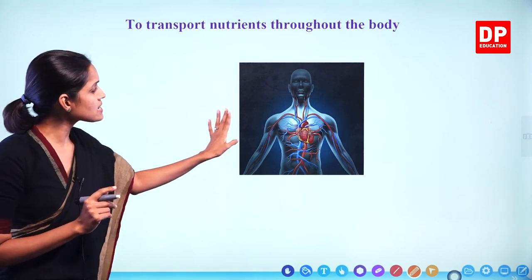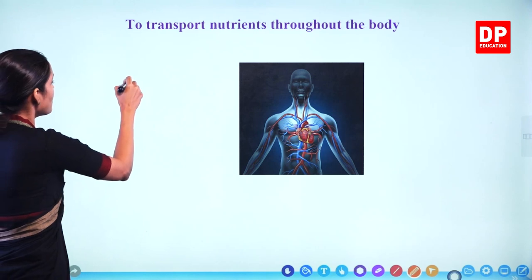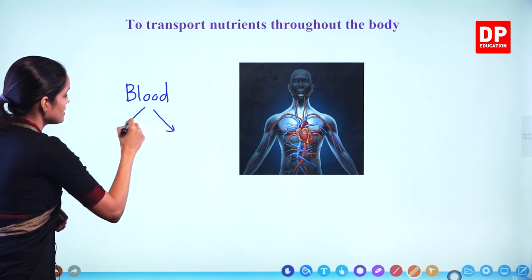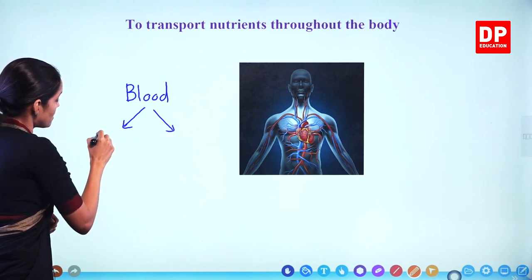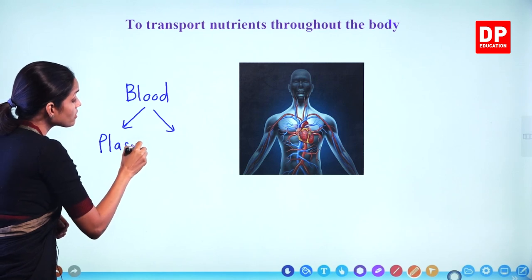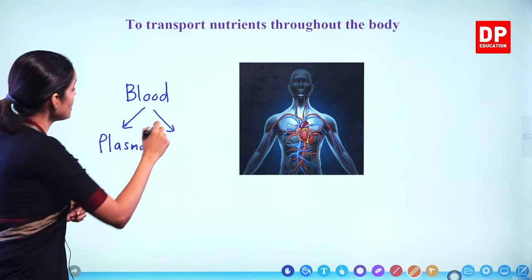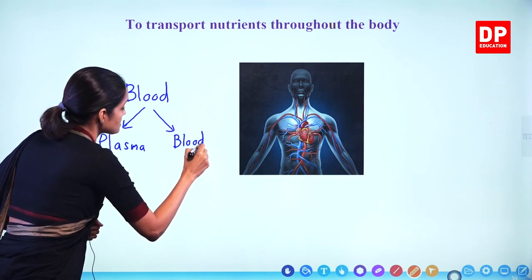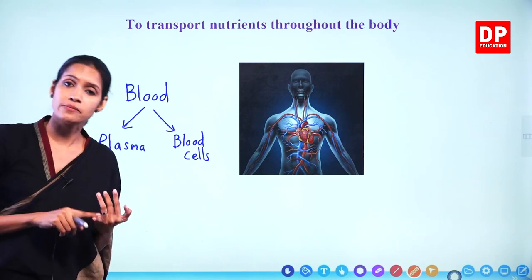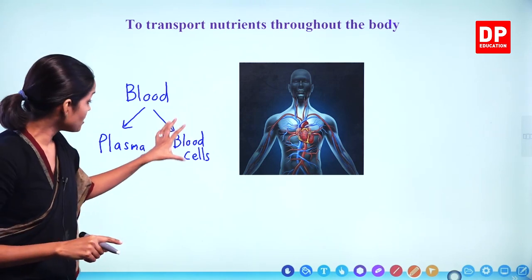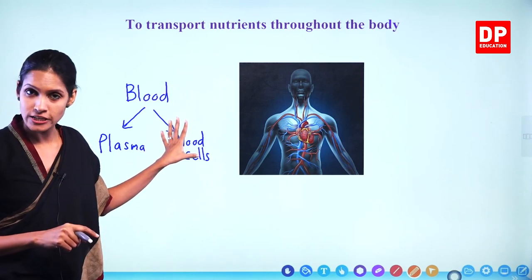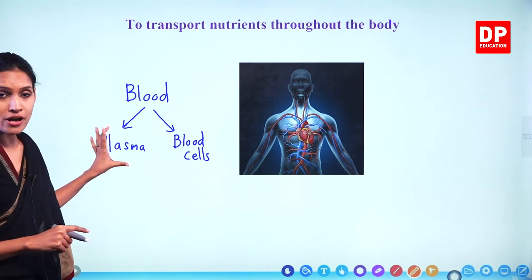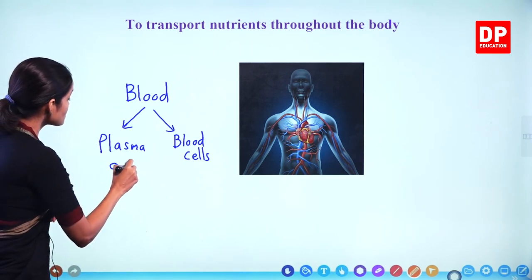Understand? So when we discuss this blood, blood has two main parts. What are they? Number one, plasma. Plasma is the liquid part of blood. Okay? And the other part is blood cells. You must have heard of red blood cells, white blood cells, and platelets. They come under the solid part of blood. Okay? So the liquid part is known as plasma. So when we consider this plasma, 90% of plasma contains water.